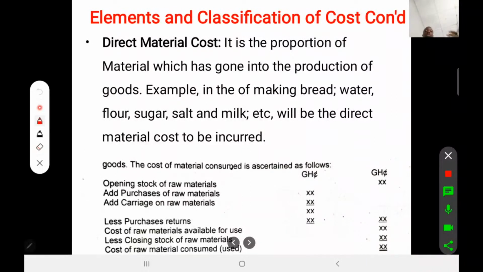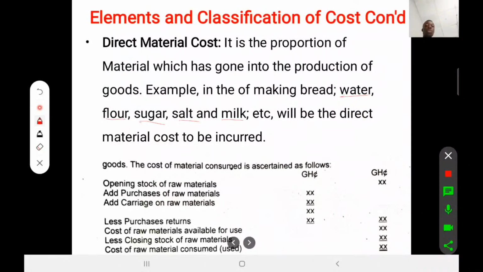So it is a proportion of material going into production. In the production essence, let's say we are into the production of bread. What are the elements that are directly in relation to the bread that you always go to buy from that small market at your place? It consists of what? Water, some flour, some sugar, some salt, and even some milk. These are the components. These are what we call direct material.